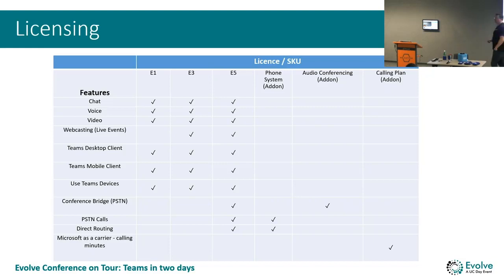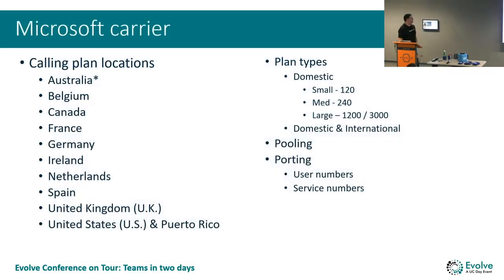And then the last one, the one that isn't included in E5, is a calling plan. Calling plans are the things that give you minutes. So if you have Microsoft as your carrier, you need a calling plan to be able to do actual dialing, to make and receive phone calls. If you have Microsoft as your carrier, there are only certain locations around the world where you can have that. I don't have Japan on this list, but that would be the same as Australia with an asterisk. Microsoft can natively do it in these locations here.